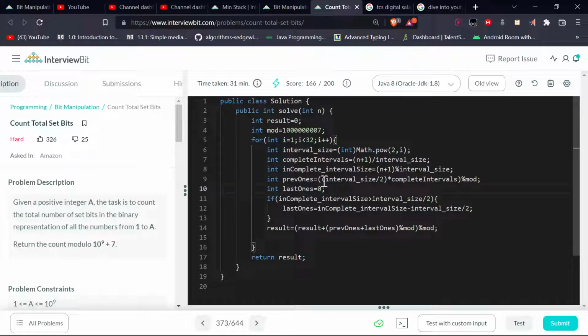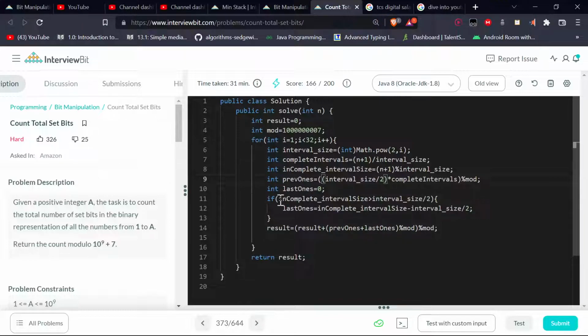So the number of ones in an interval is interval size by 2, which I discussed in the explanation part. Number of ones into number of intervals will give us the total ones in the complete intervals. So we have got the previous ones, and the last ones denote the number of ones in the incomplete interval.